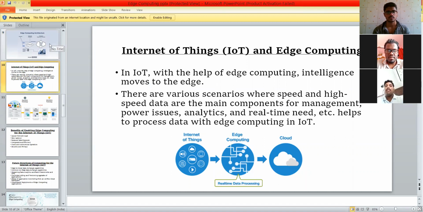We are now seeing IoT and edge computing. In IoT, with the help of edge computing, intelligence moves to the edge. There are various scenarios where high-speed data, power management issues, analytics and real-time needs are the main components. Edge computing helps to process data in IoT.